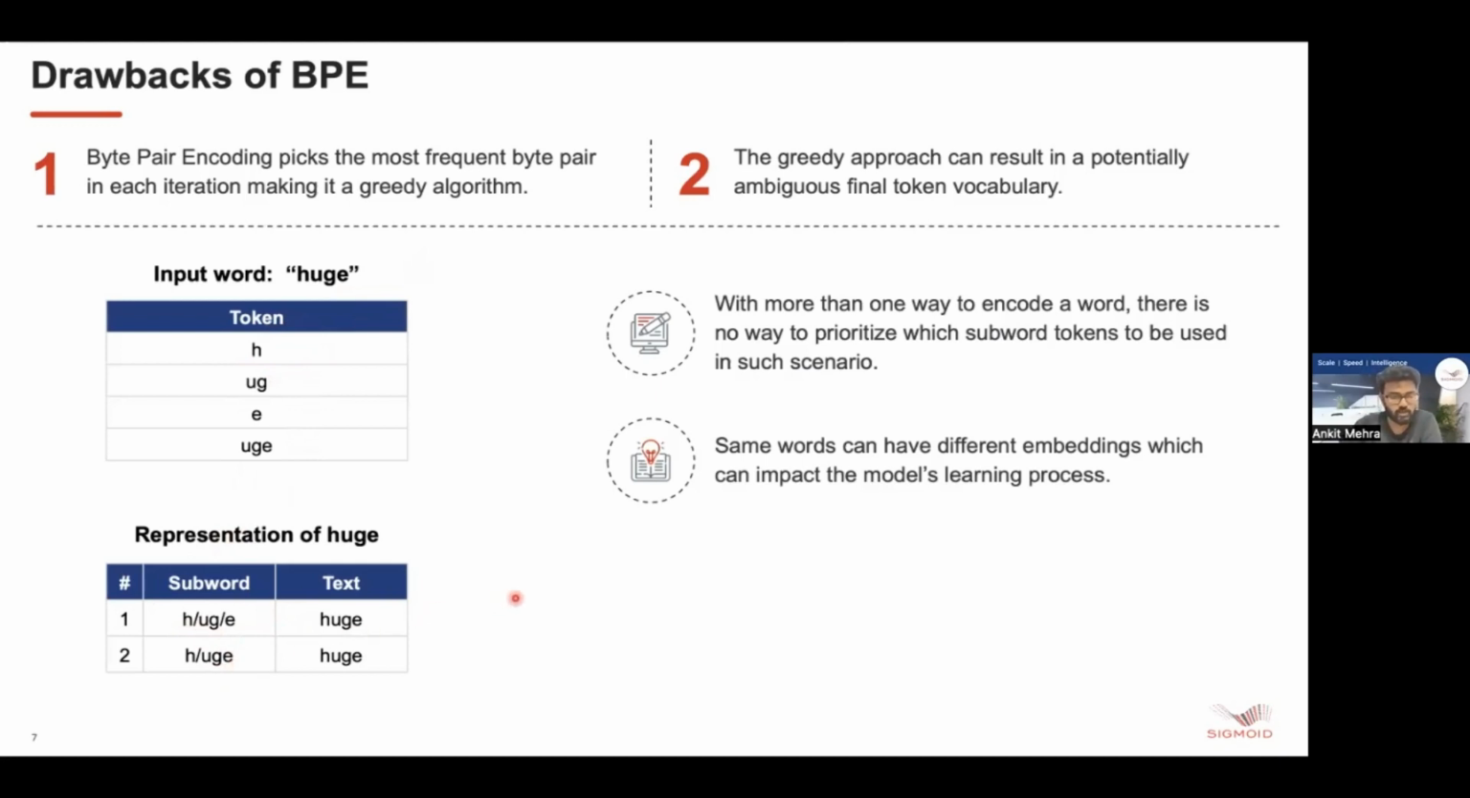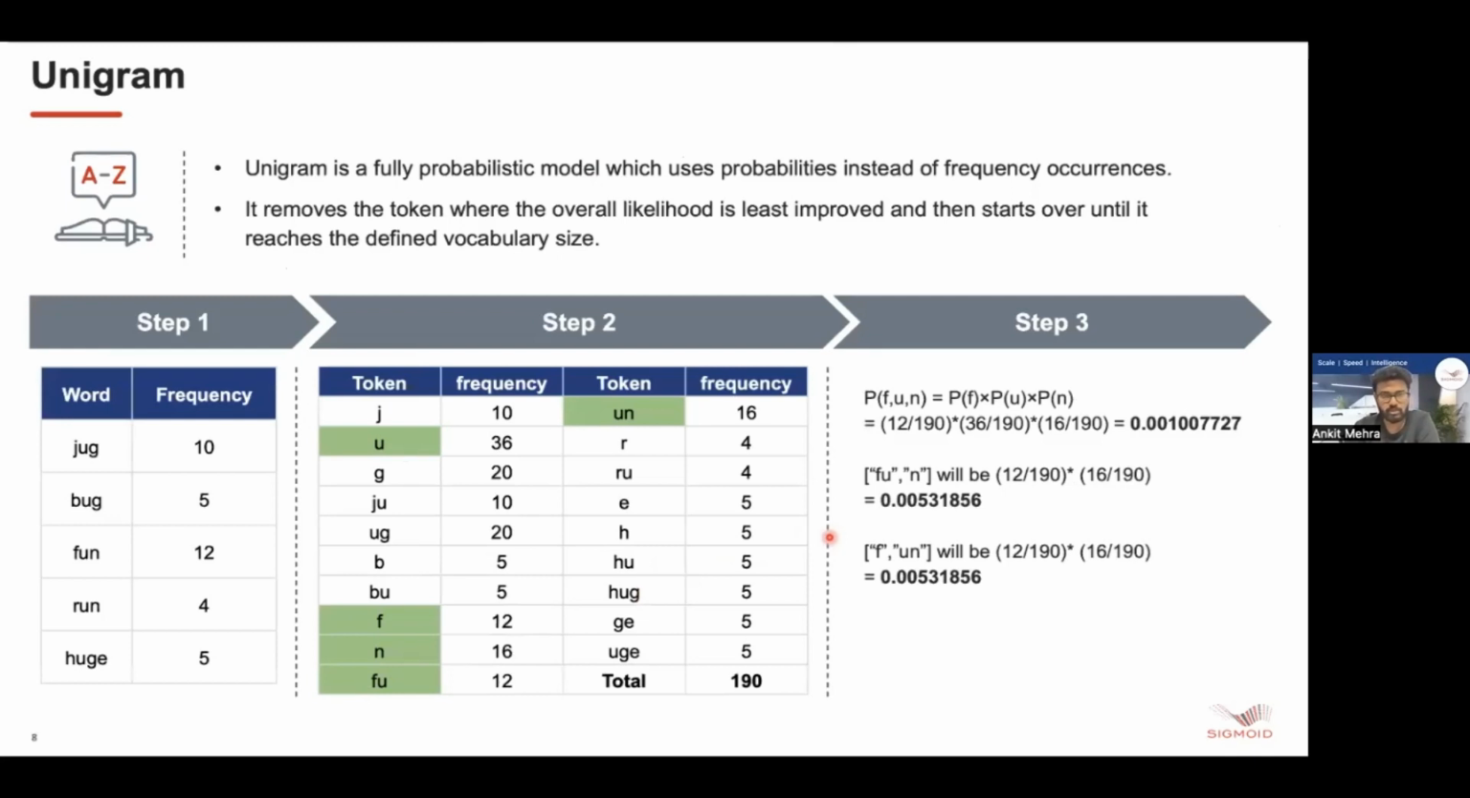In the case where there can be multiple representations for the same word, there is no way to prioritize which representation is to be used. This can result in different embeddings for the same word, which can impact the model's learning process. So now we'll talk about Unigram and see how it can address this problem. Unigram is a fully probabilistic model. It uses probabilities instead of frequencies.